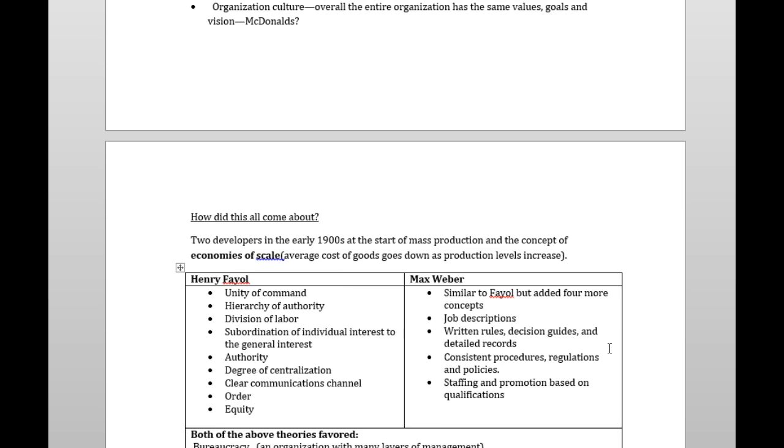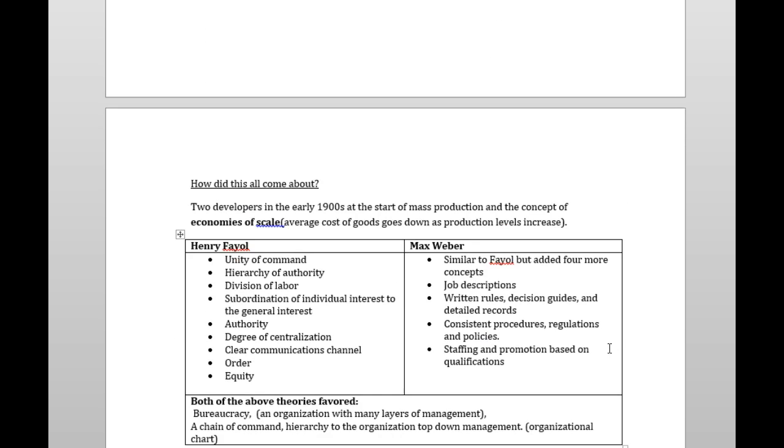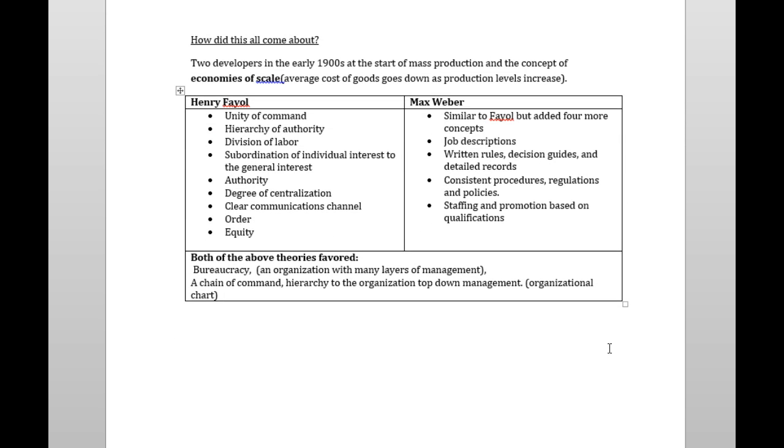Okay, so there was a whole lot of information. How did this all come about? It all came from two developers in the early 1900s, when we started doing mass production, Henry Ford and his Model T. We had assembly lines, and the concept of economies of scale came into play. And what that is: the more we make of a product, the cheaper the price gets.